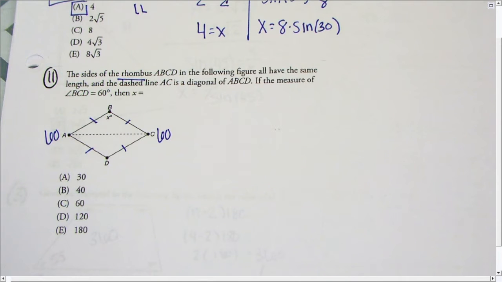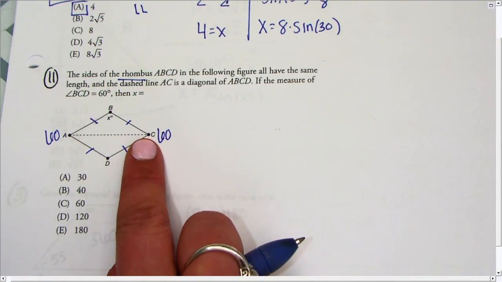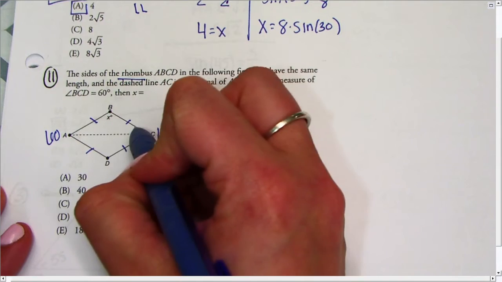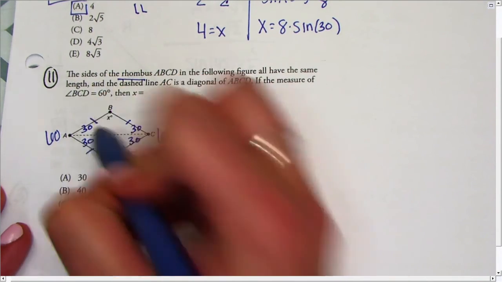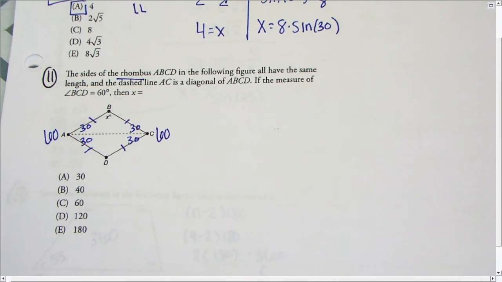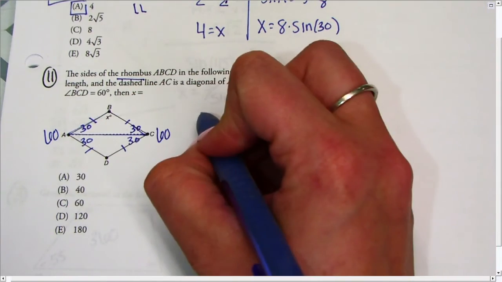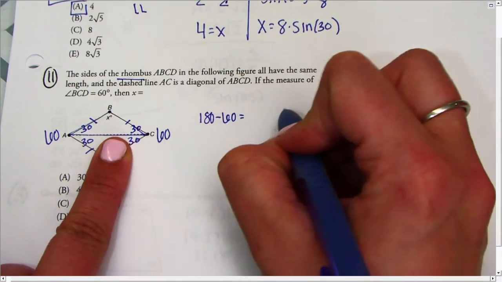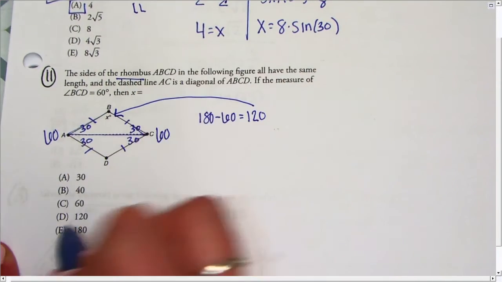Now, it's been bisected because anytime you have a diagonal in a rhombus, it cuts the vertex angle in half. So what that means is this is 60, that's 60, so this would be 30 and 30. The same would apply here, 30 and 30. The diagonals always bisect the vertex angle. So what you're going to do from here is, now I have a triangle. So I'm going to do 180 minus 30 plus 30, which is 60. 180 minus 60 is 120, which is the value of x.